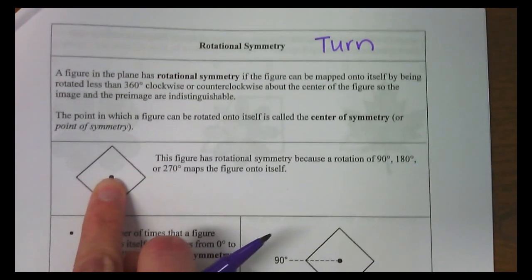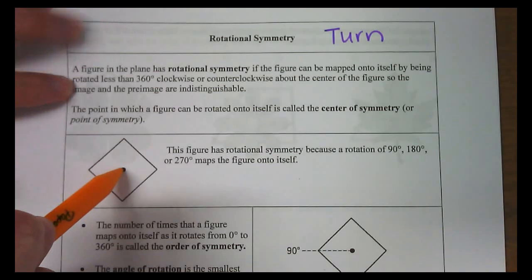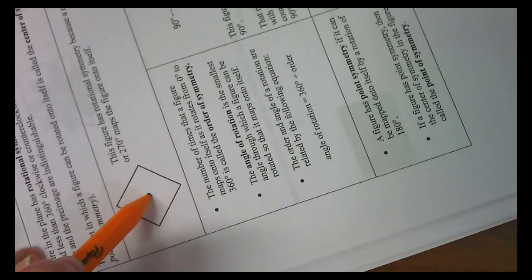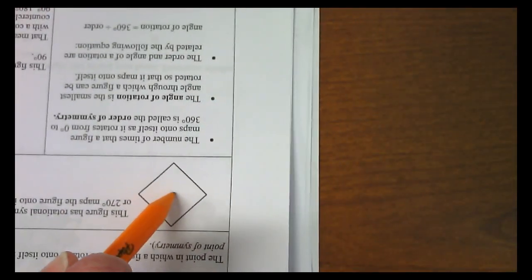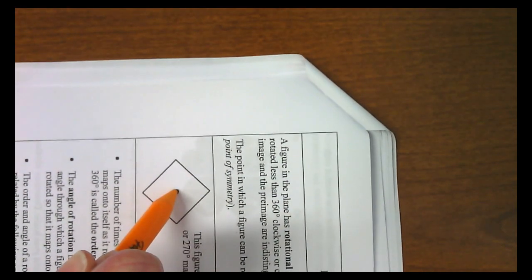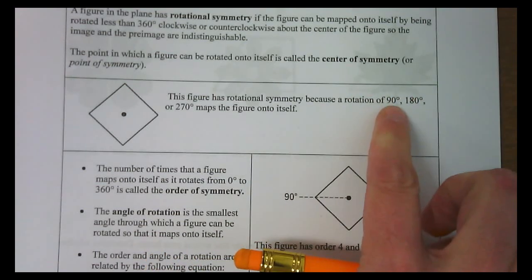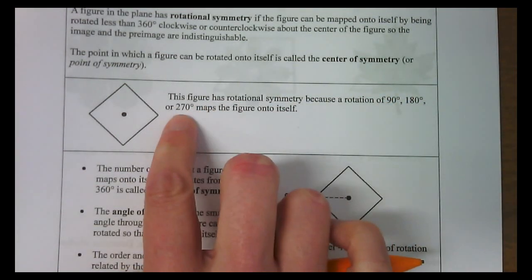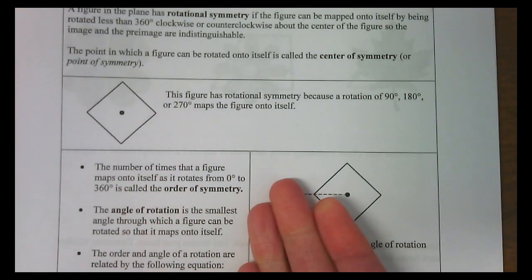Okay, if I took this figure right here and I spun it around, so if I hold my pencil on this center point and I spin it like this, it looks exactly the same as what I started with. If I spin it a little bit more, that looks exactly the same, and a little bit more, exactly the same. So every time I turned my paper 90 degrees, or a quarter of a turn, I got the same figure. So we have rotational symmetry because I could rotate it every 90 degrees and it looks exactly the same. Maps onto itself means that it looks exactly the same.